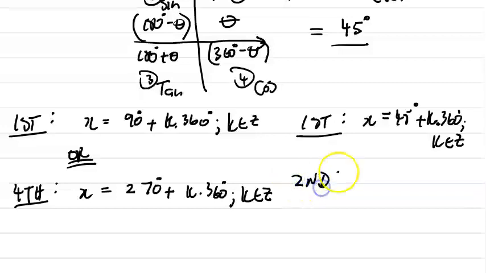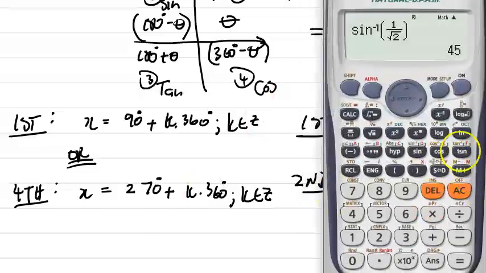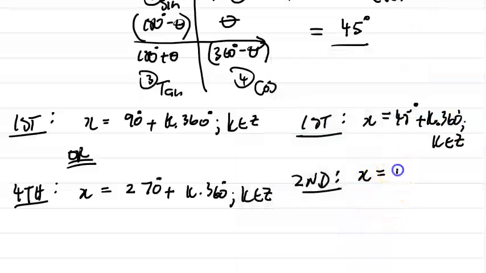Now the second quadrant, because sine is also positive in the second quadrant, so we write second quadrant: x equals 180 minus theta. Theta is your reference angle, so 180 minus 45. You use your calculator there. So 180 degrees minus 45 equals 135. So we'll say x equals 135 degrees plus k dot 360. Once again, k element of Z, k can be any integer value. That's your general solution now. That is your answer.